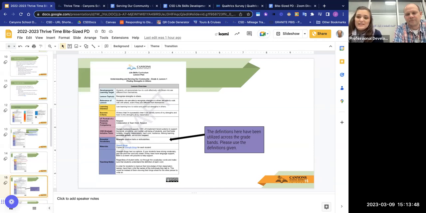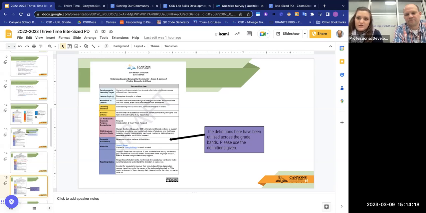And please use these definitions that we have provided for you, because it's going to be the same across the board for that grade band. For the targets that Jonathan talked about earlier, we used the same definitions. So in second grade and in third grade, they're going to be similar definitions. They're kind of similar across the board, that way there's no confusion.